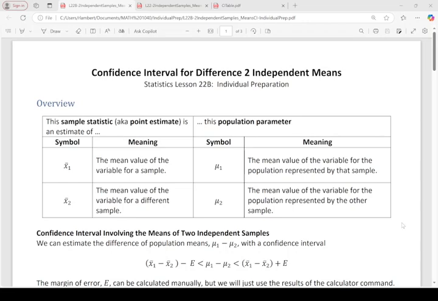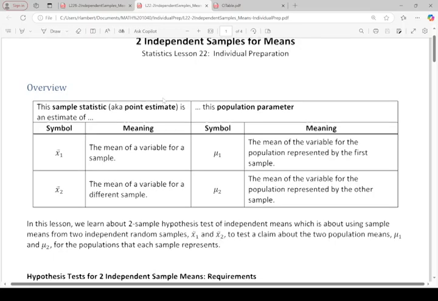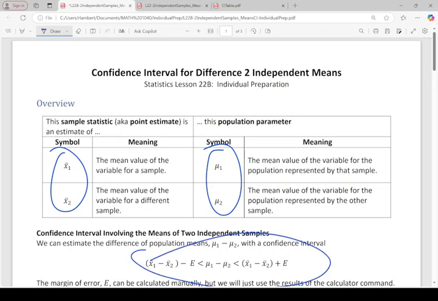This is a follow-up for Lesson 22. In Lesson 22, we learned about a hypothesis test for comparing two population means. In this lesson, we're going to learn about doing a confidence interval for the difference of two independent means. It's sort of just a different way to compare two population means mu1 and mu2 by using the estimates x bar 1 and x bar 2. Instead of doing a hypothesis test, we're going to do a confidence interval for the difference of the means.